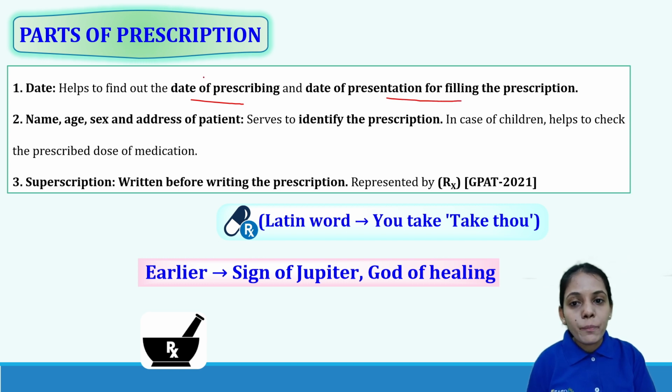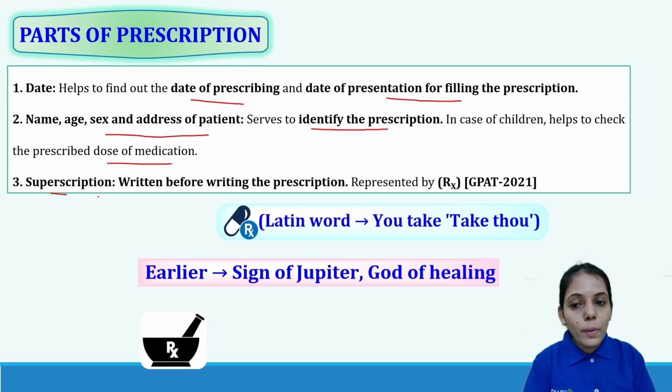Next come the details of the patient, including the name, the address, and the gender of that patient. Every detail is important, including the age also. So name, age, sex and address of the patient, because it serves to identify the prescription. In case of children, it helps to check the prescribed dose of medication. So all the details of the patient are important while writing the prescription.